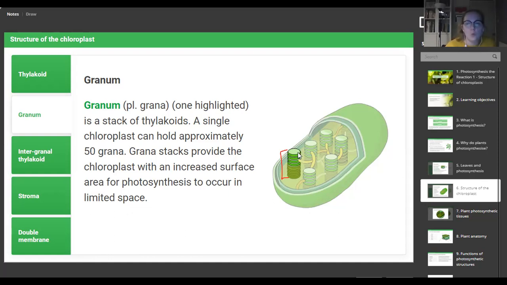So we've got one disc is a thylakoid, which is our pigment containing flattened sac, and a stack of thylakoids is our granum. And then we have a few other things.